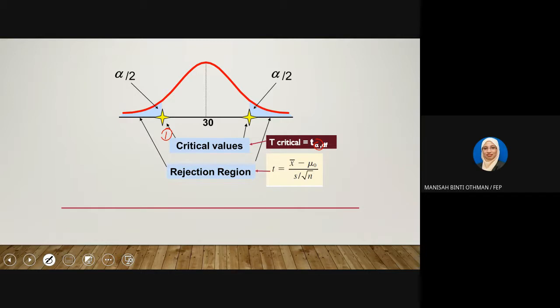To get the value for T critical, based on the alpha value you refer to the table that I already explained previously. With alpha and degrees of freedom, you get the T critical. The T critical will determine the area.